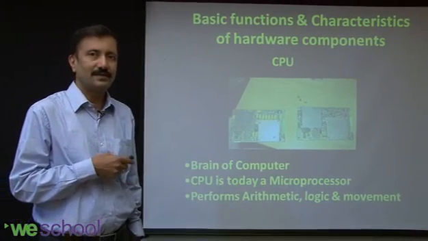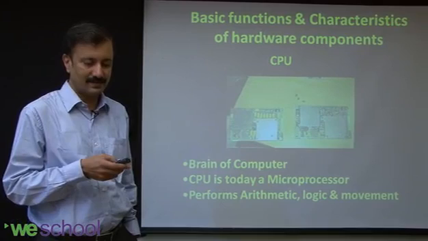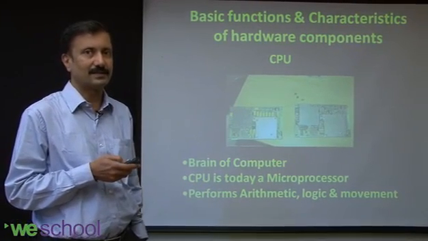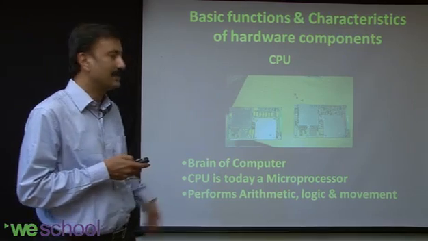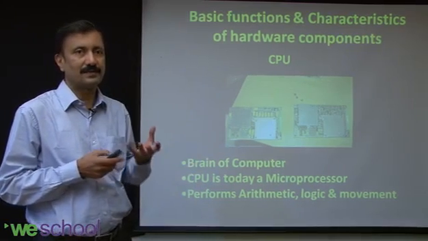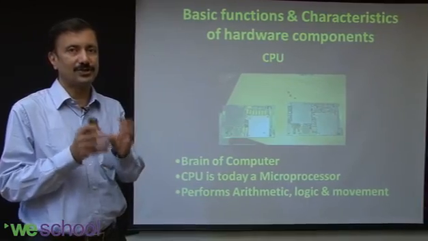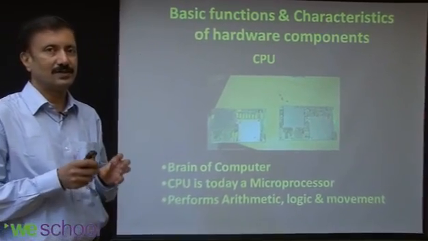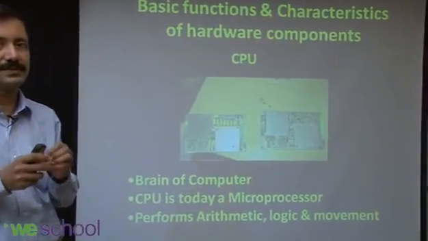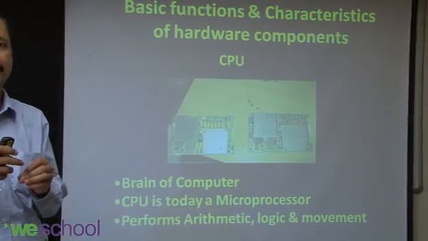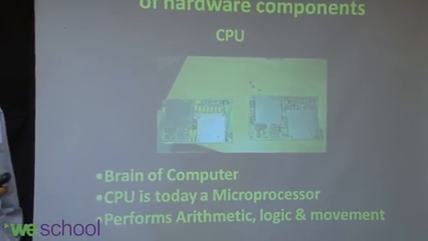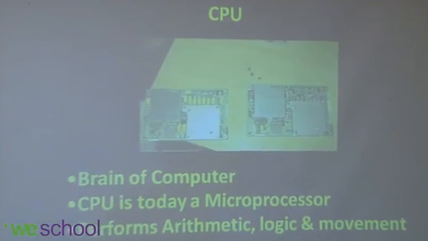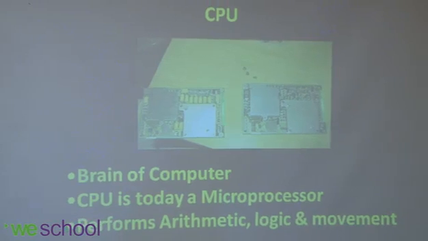Let's talk about the main heart of the system, which is really the CPU or the brain of the system. The CPU is essentially today a microprocessor. It's a complete computer in itself, a chip which handles all functions of a computer in terms of processing, storage, in terms of logic, in terms of movement of data, and in terms of controlling other devices. So fundamentally it performs arithmetic, logic, and data movement.